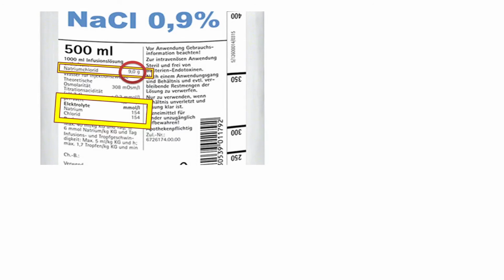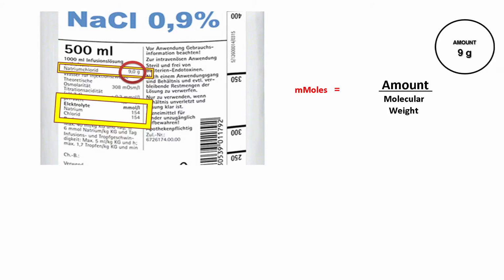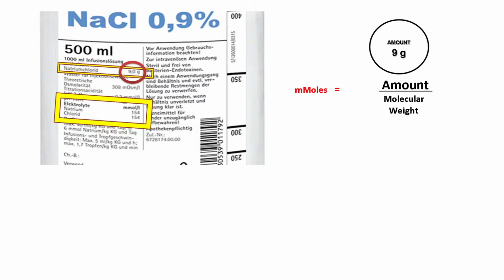In this example, we have a normal saline bottle which contains 500 ml of normal saline, which is 0.9% sodium chloride. That means there is 9 grams of sodium chloride in 1 liter of the solution. So we know millimoles is equal to amount by the molecular weight. And we know the amount is 9 grams, which is 9000 milligrams, divided by the molecular weight of sodium chloride, which is 58.44.